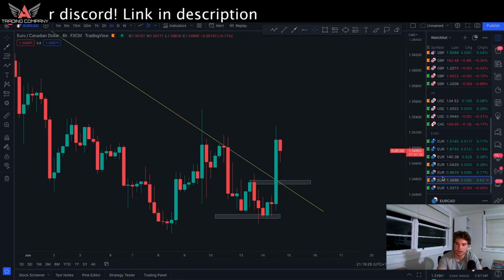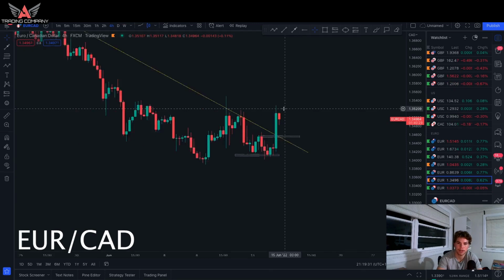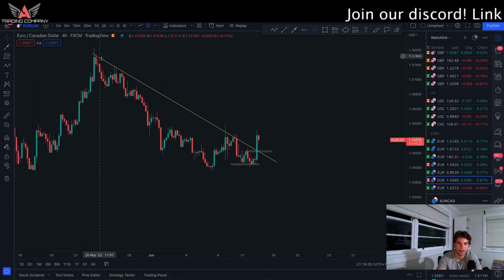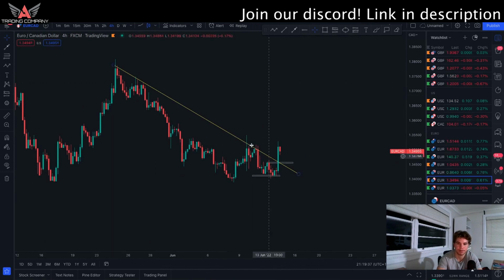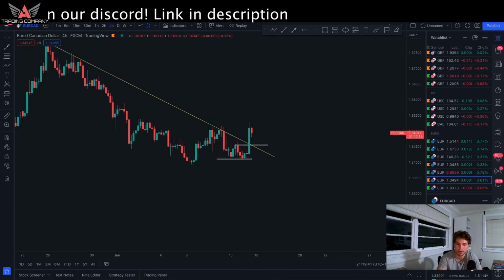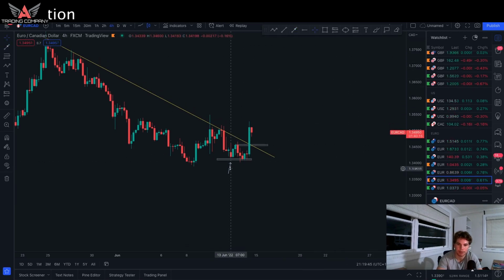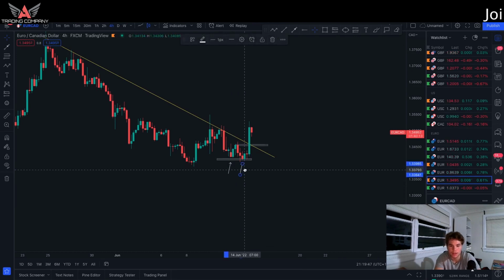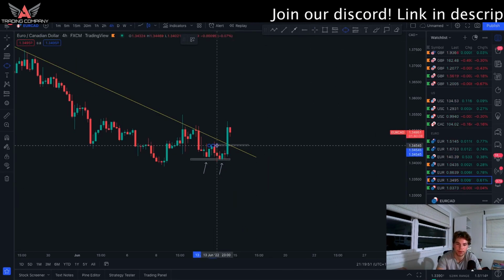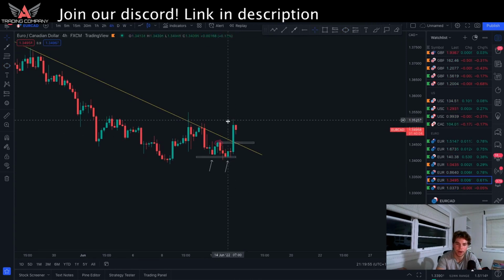Okay, Euro CAD. Let's look at this because it's somewhat of a reversal setup. We can see the past few weeks, a massive downtrend. Then we run into a bit of a consolidation, but we can clearly identify that price has created some sort of a double bottom right here. Then we get the break and close above the previous lower high structure right there. We create a new higher high.